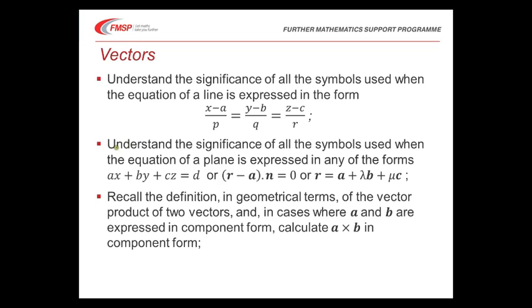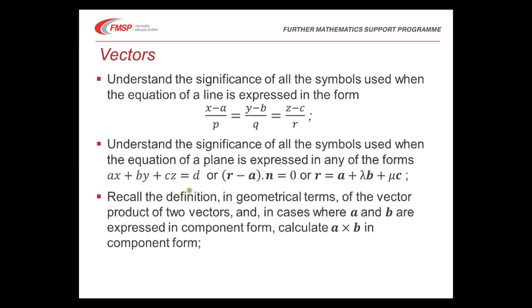The other key thing, similar to this, is looking at a plane and being able to understand the equation of a plane given in one of these three forms. Either ax plus by plus cz is d. This is a Cartesian equation. This is the equivalent vector equation, which says the difference between any general point and a particular point dotted with the normal should be 0. And finally here we've got the vector equation of the plane in terms of a point on the plane and the direction vector of two vectors in the plane.